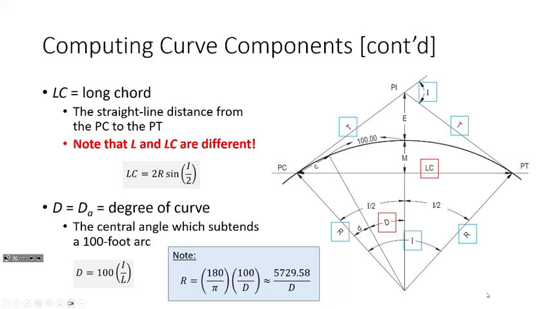The degree of the curve is how much angle is required to subtend a 100-foot arc, and so that's 100 I over L. Now, this formula, or more specifically how it's related in your FE reference manual, is going to be a little different. If you look in your reference manual, it'll say R equals 5729.58 over D, and you're like, where did that number come from? It's just 180 over pi times 100. If you take 180 over pi times 100, you get 5729.58. So, sound good?